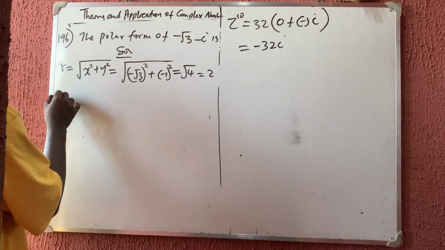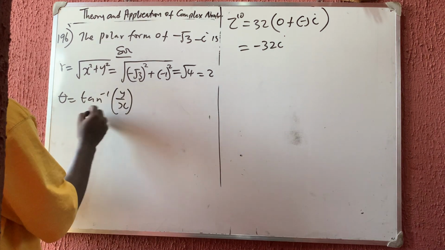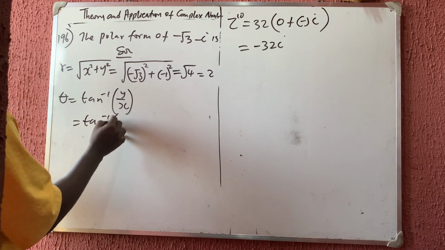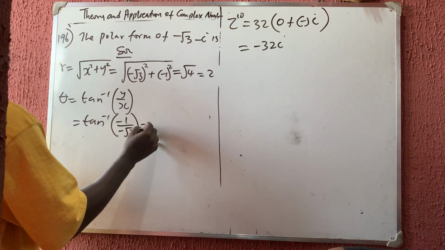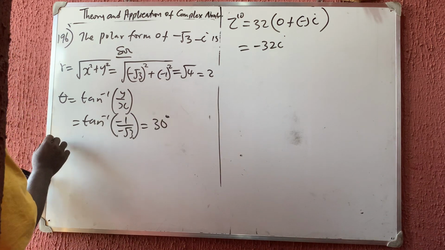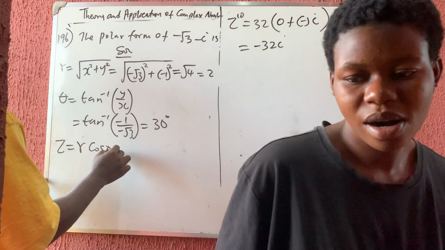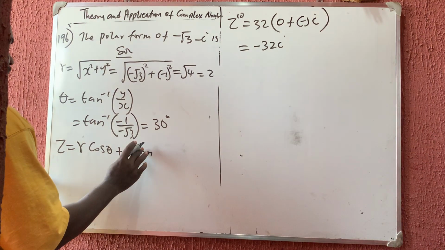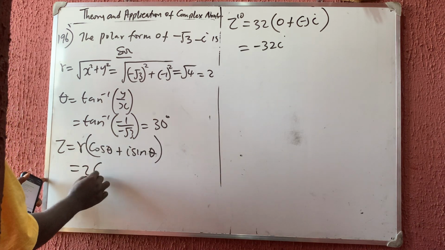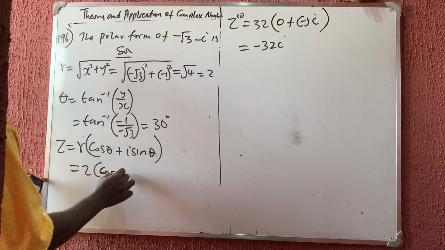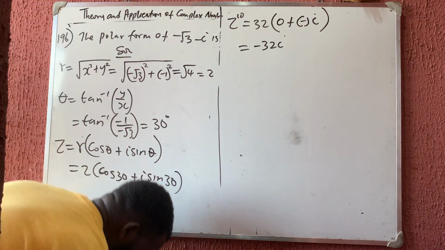The argument theta is equal to the tan inverse of y over x, which is the tan inverse of minus 1 over minus root 3, which is equal to 30 degrees. So the polar form z is equal to r cos theta plus i sin theta, which is 2 in bracket of cos 30 plus i sin 30. Very simple. We move to the next one.